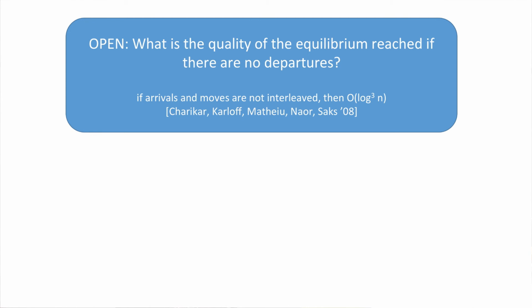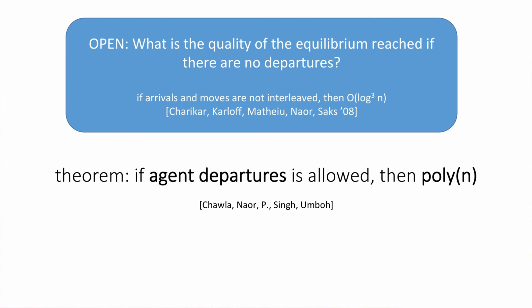Okay. But in the general case, we do not know. What we do know, in some very recent work with Shuchi Chawla, Safi Naur, Mohit Singh, and Siun Ambo, is that if departures are allowed, so if people can join and leave the network, then the situation is pretty bad. You can get into situations where the equilibrium you reach is a polynomial factor away from the optimal solution.